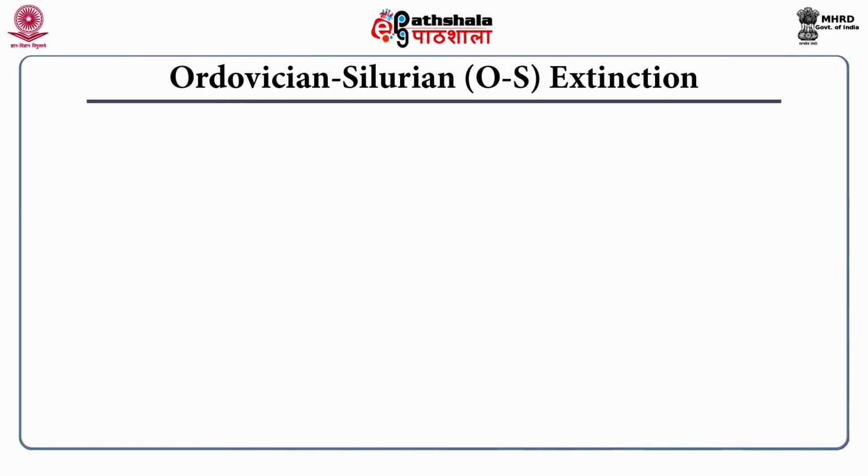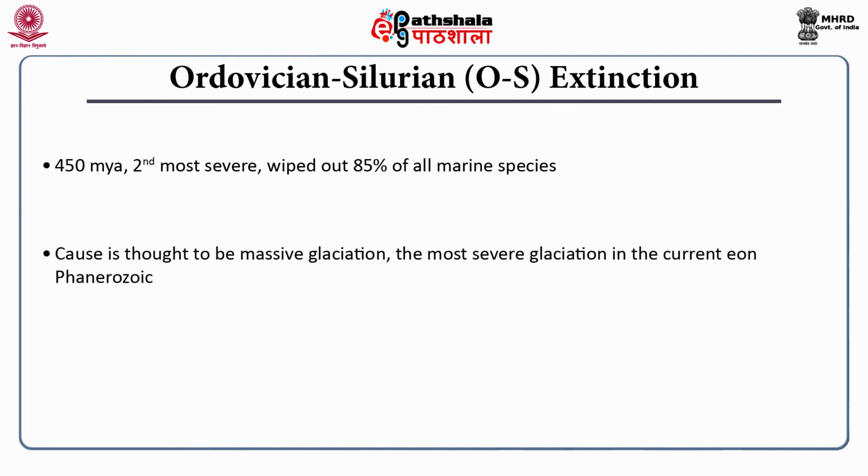The first one is the Ordovician-Silurian extinction event, also called OS, which happened around 450 million years ago. It is the second most severe extinction event, which wiped out almost 85% of all marine species. The cause is thought to be massive glaciation, the most severe glaciation in the current eon of Phanerozoic, where almost the entire surface of the earth was glaciated during the Ordovician-Silurian extinction event.